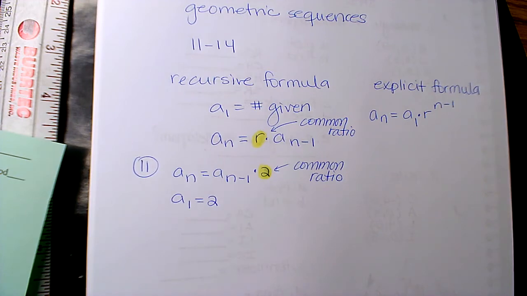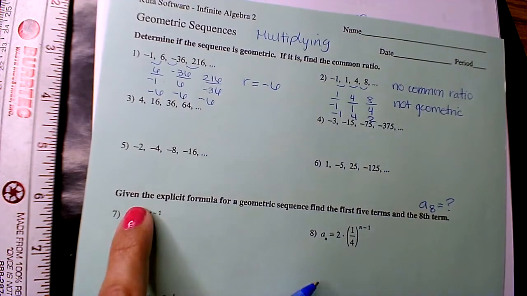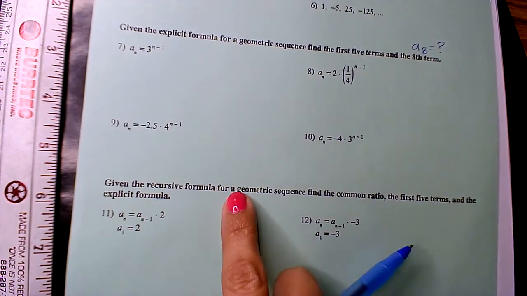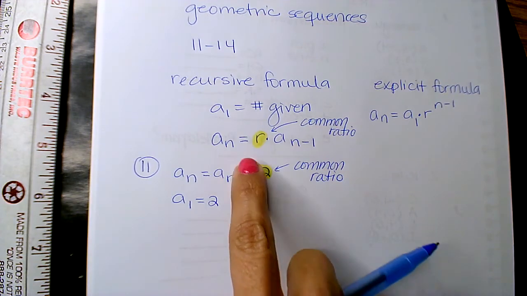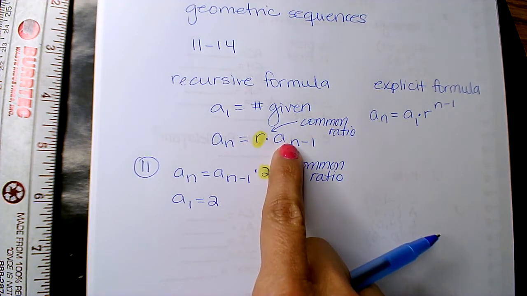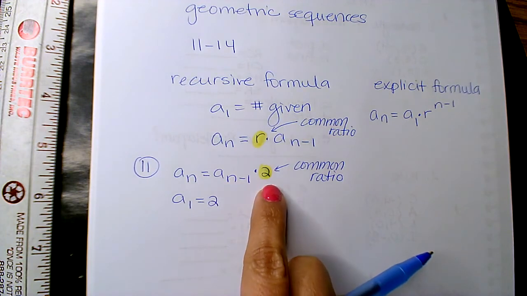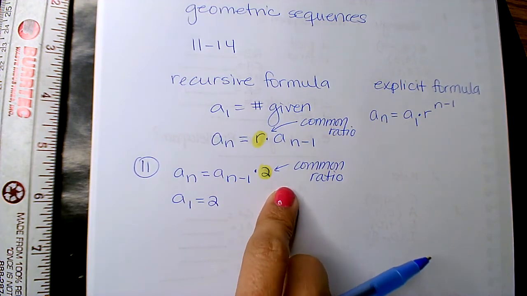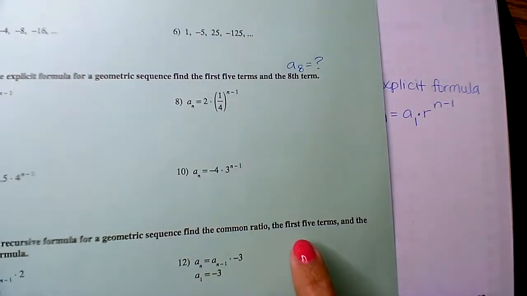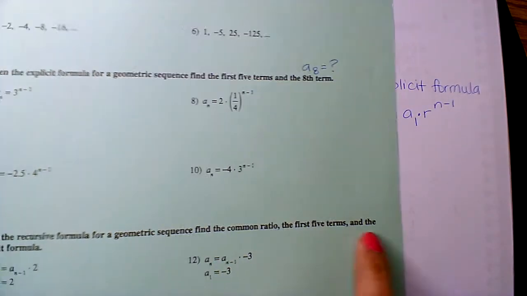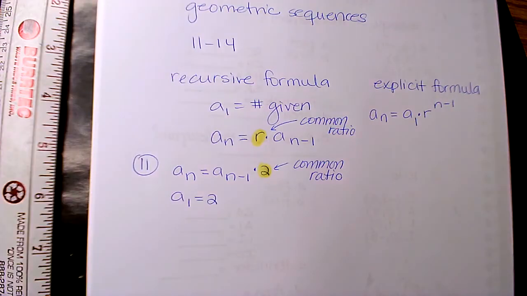It's still 12. Okay, so for 11, they say, given the recursive formula, find the common ratio. The common ratio is 2. So it doesn't matter if it's in the front, and then the prior term, or prior term then common ratio, that's the common ratio 2, right? Okay, and then it says, find the first 5 terms, and then rewrite to the explicit formula.